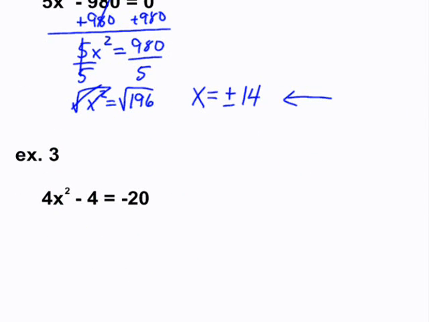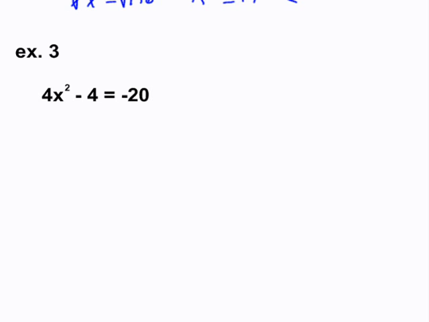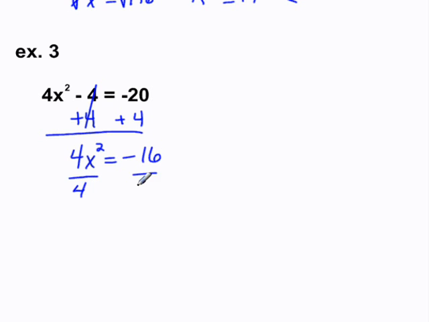Sometimes we're going to run into problems that we see in example 3. To isolate the variable, we add 4 first, and we'll have 4x squared is equal to negative 16, and then divide both sides by 4, and we'll be left with x squared is equal to negative 4.